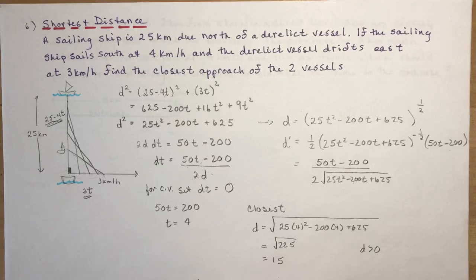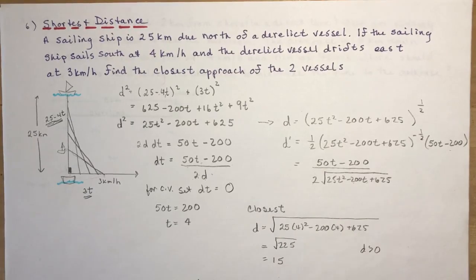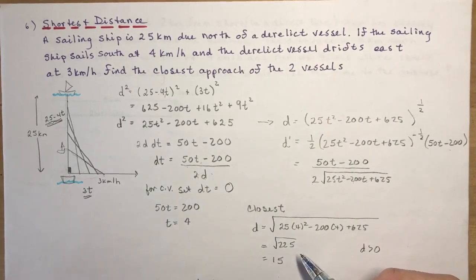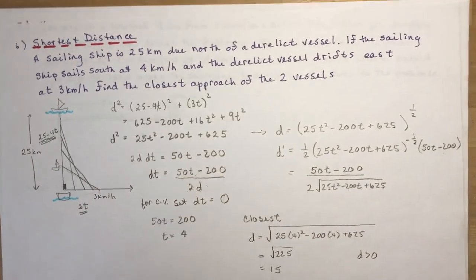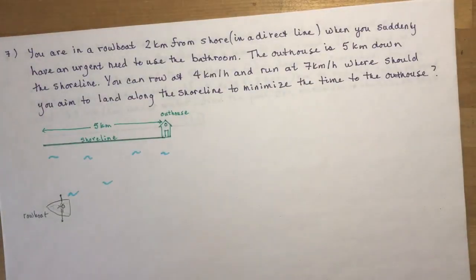And then you'd have some sort of concluding statement. Therefore, the vessels are the closest at 4 hours, and that would be 15 kilometers. Okay, so that's not so bad. Once you've seen one, like I said, most of these questions, once you've seen how it all works, you're just finding the hypotenuse. Okay, let's go on to the second question.